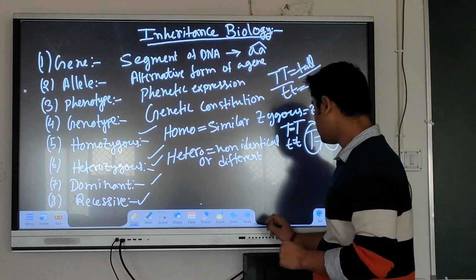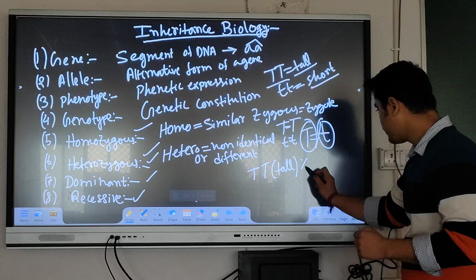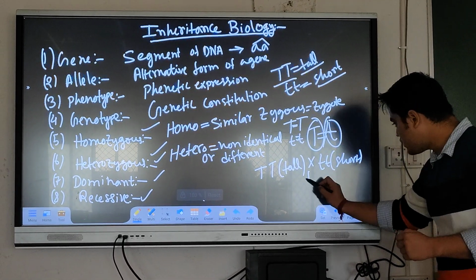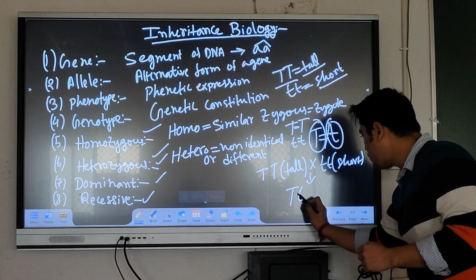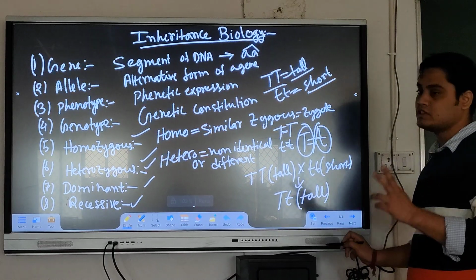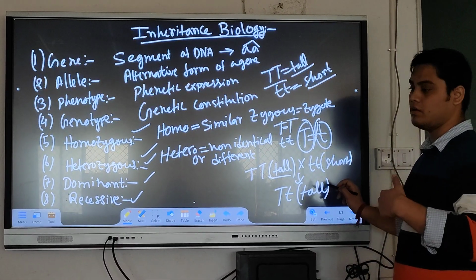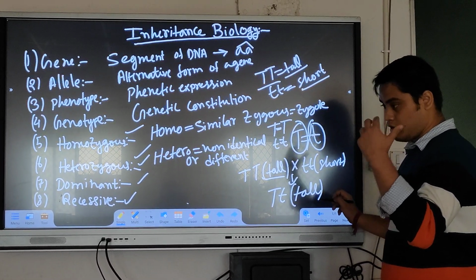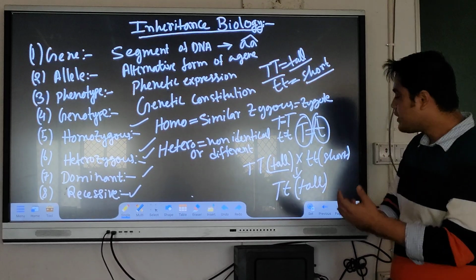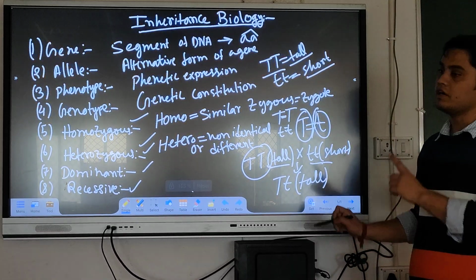Just understand this. Capital T, that is a tall plant, when crossed with small t, that is a short plant, at the next generation, a capital T, small t plant will be produced. This plant is also tall. Why? Just because here tall is dominant, and the dominant gene dominates the recessive gene. So in presence of the dominant gene, the recessive gene is never expressed.